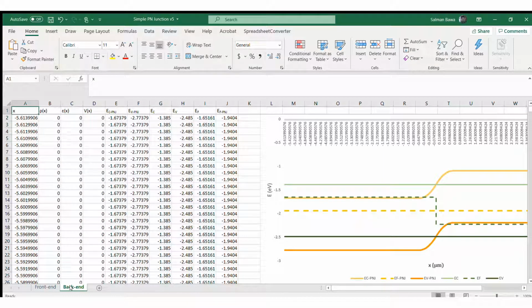So we are at the back end sheet now. And in the back end sheet, we have the value of x. We have the charge density, the electric field, the potential, the conduction band for the p-n junction, the valence band for the p-n junction, the levels of conduction band, valence band, and Fermi levels before the junction formation, and the Fermi level where the p-n junction Fermi energy is pinned.